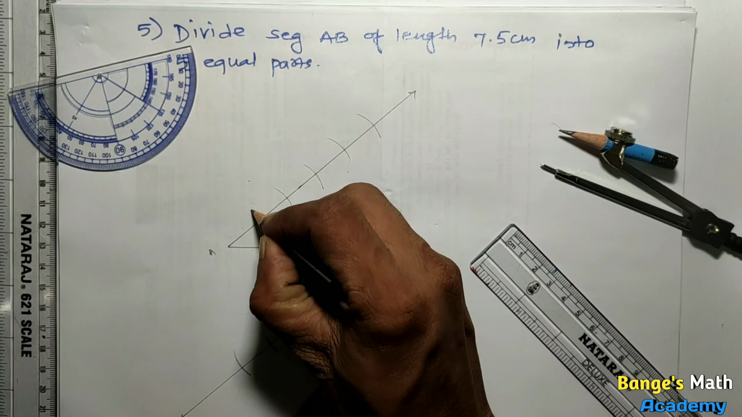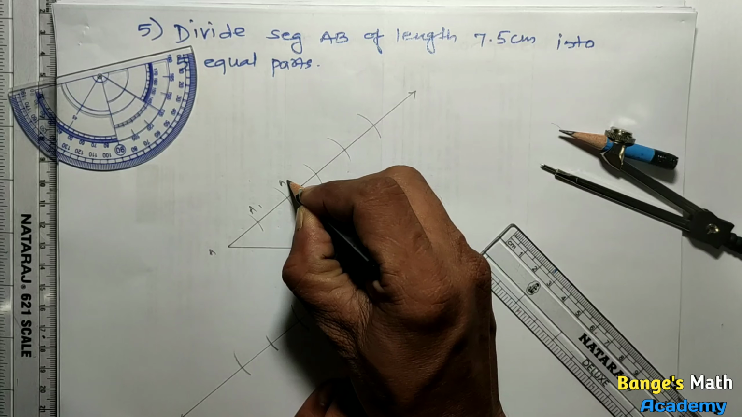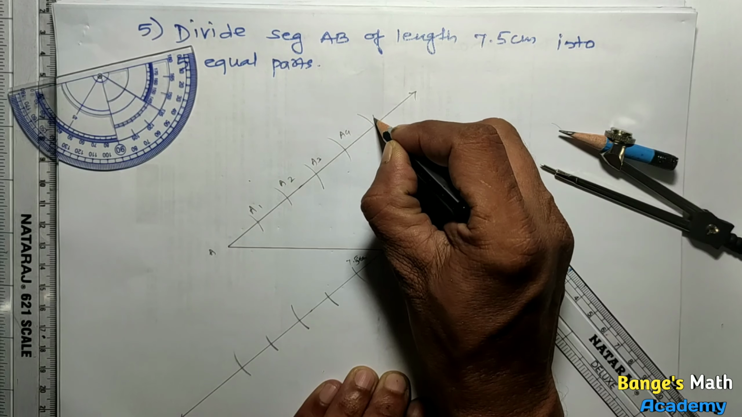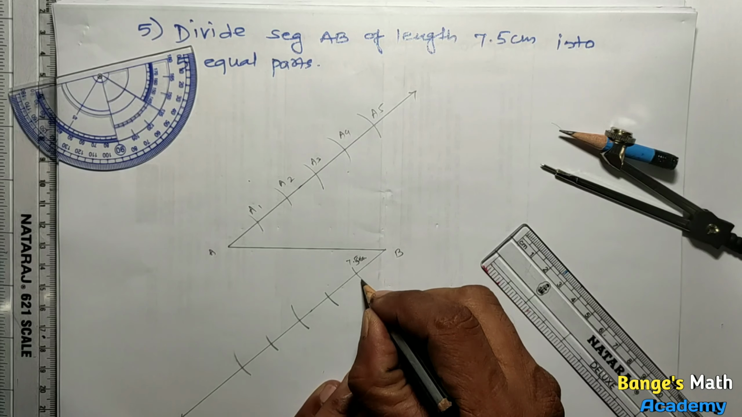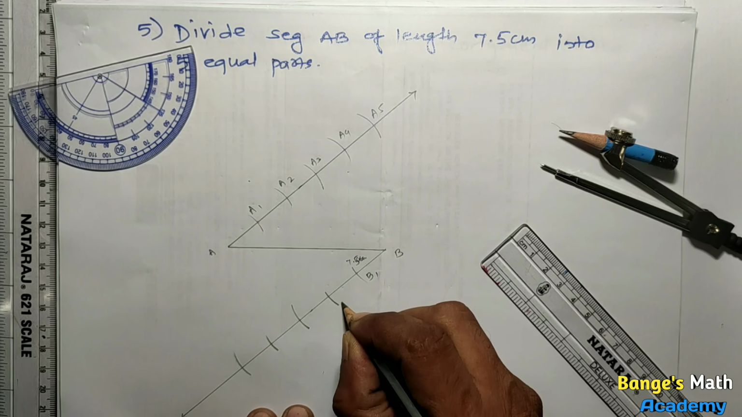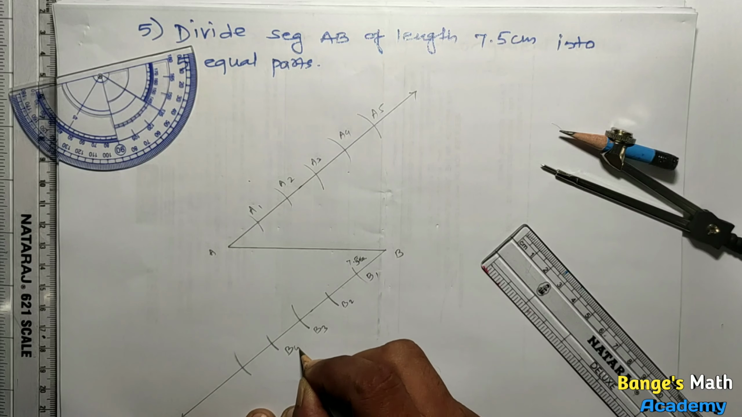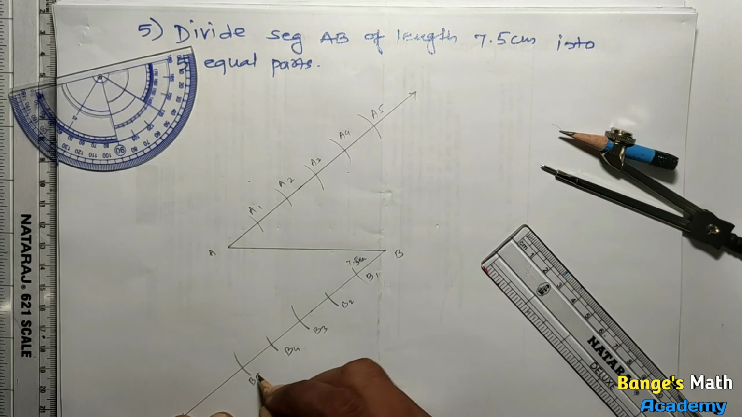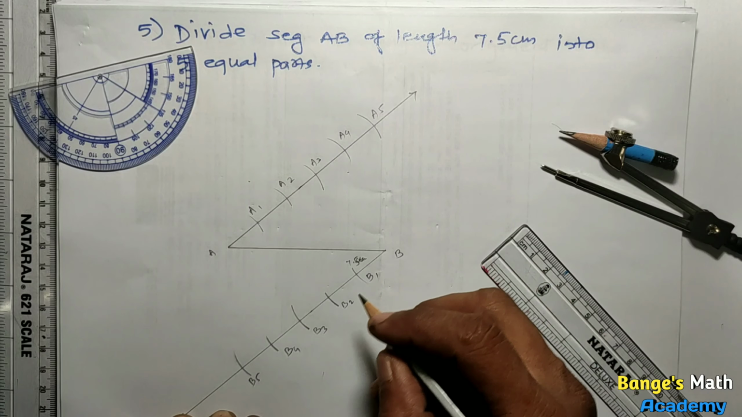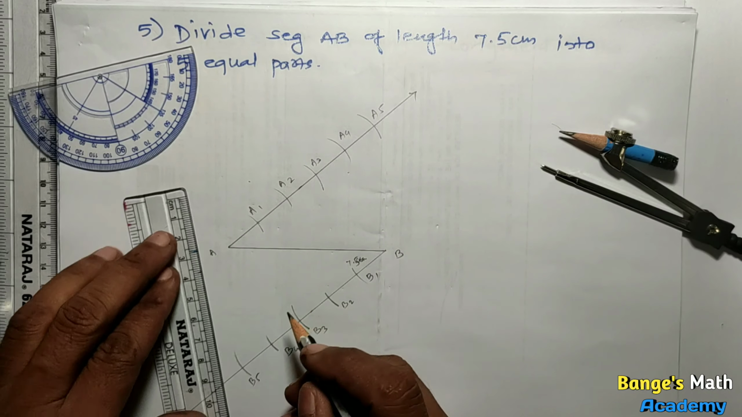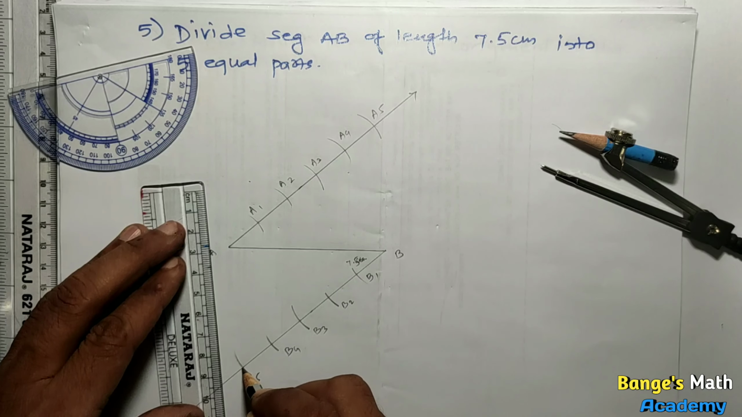Give names to these arcs: A1, A2, A3, A4, A5, B1, B2, B3, B4, B5. Then join point A and B5.